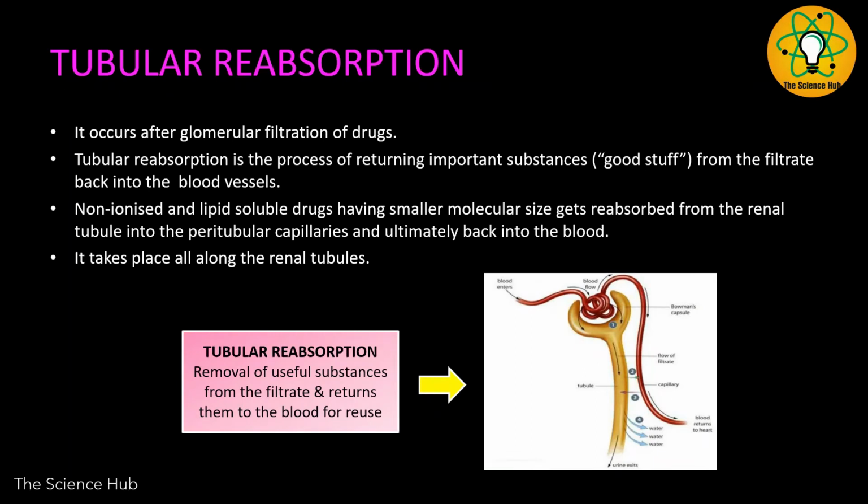Tubular reabsorption occurs after the glomerular filtration of drugs. Tubular reabsorption is the process of returning important substances, that is the good stuff, from the filtrate back into the blood vessels. Non-ionized and lipid-soluble drugs having smaller molecular size get reabsorbed from the renal tubule into the peritubular capillaries and ultimately back into the blood. It takes place all along the renal tubules.